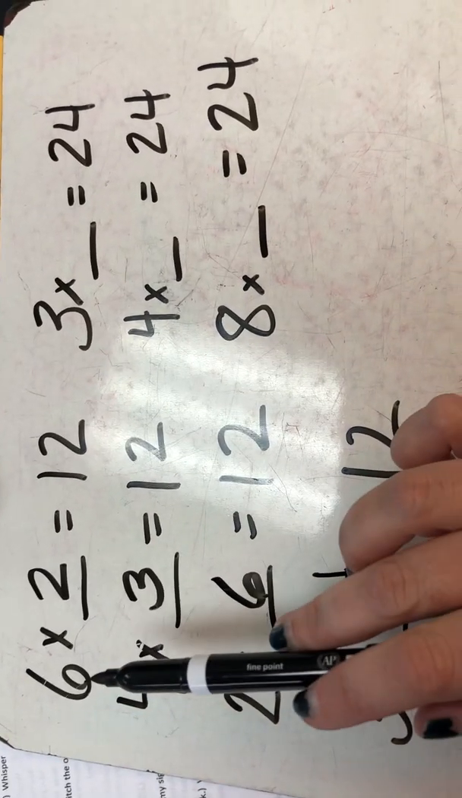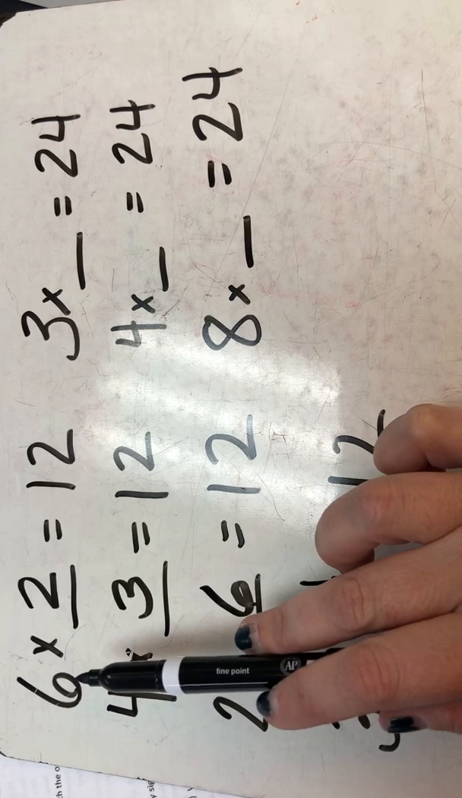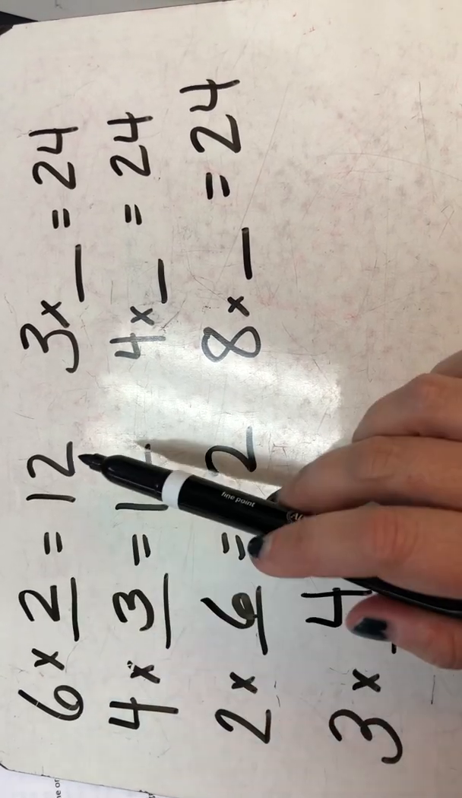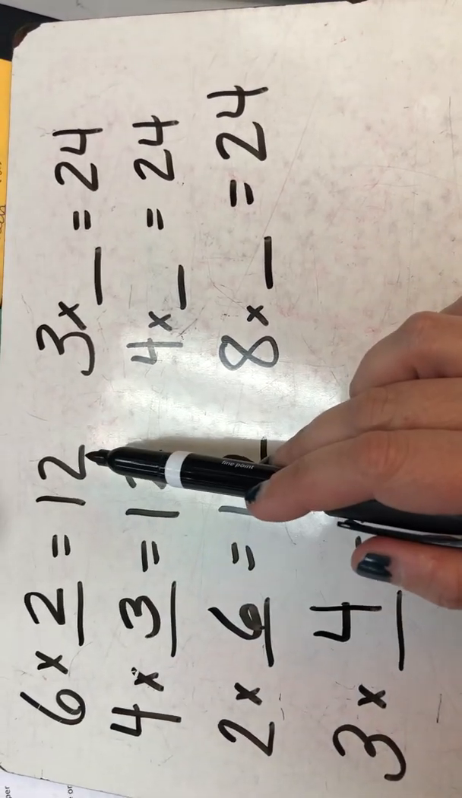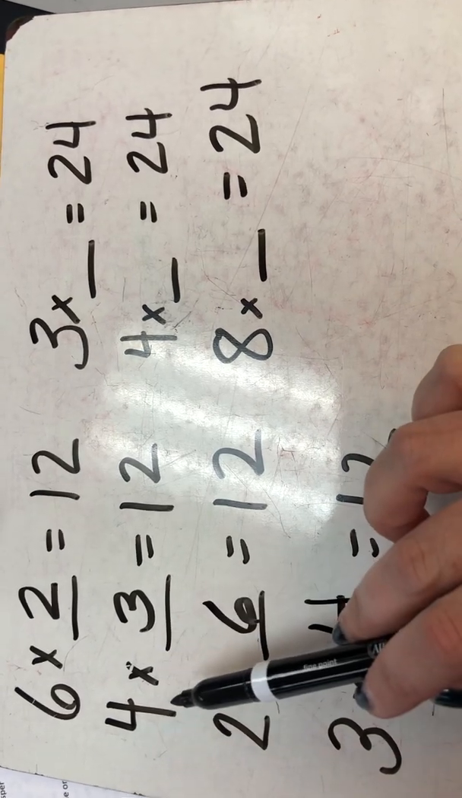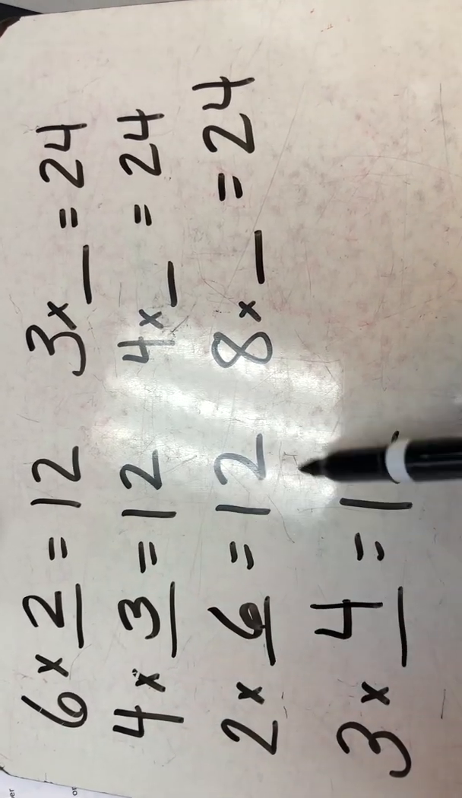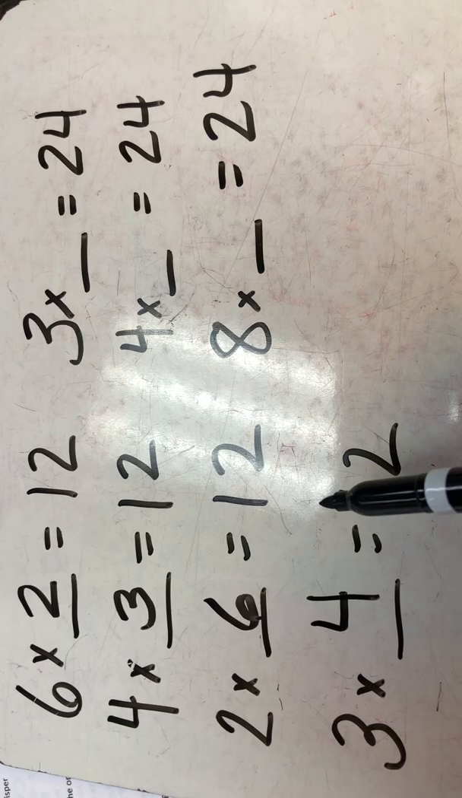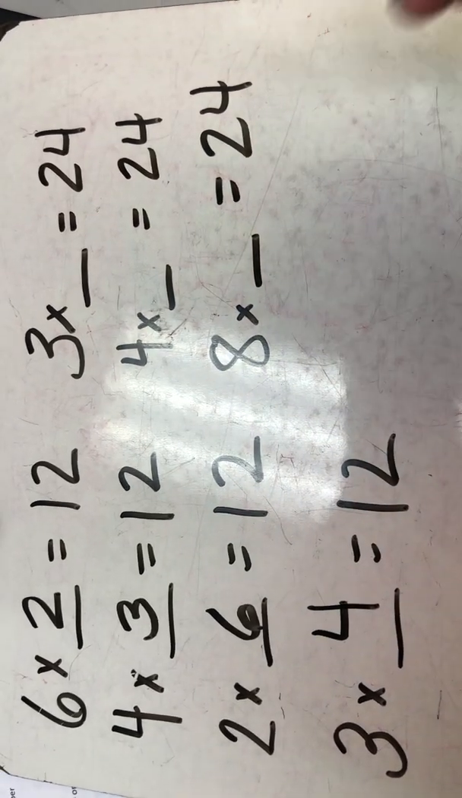What you need to notice is that 2 groups of 6 actually will give me the same amount. My product will end up being the same as 3 groups of 4. So that's something that you need to remember as you're learning your multiplication facts.